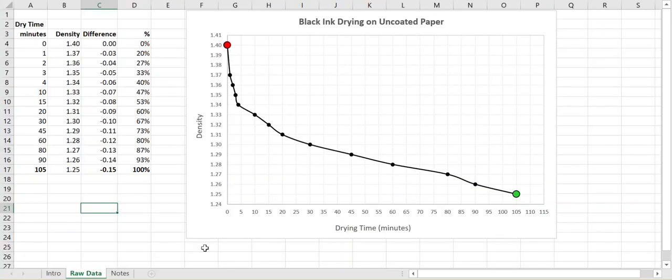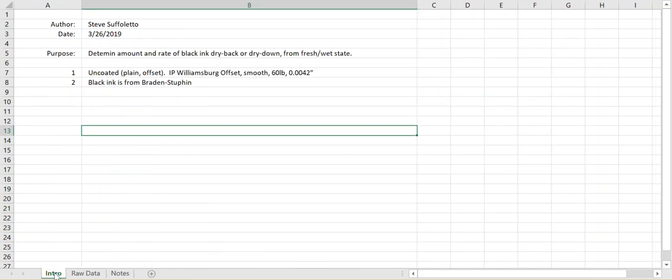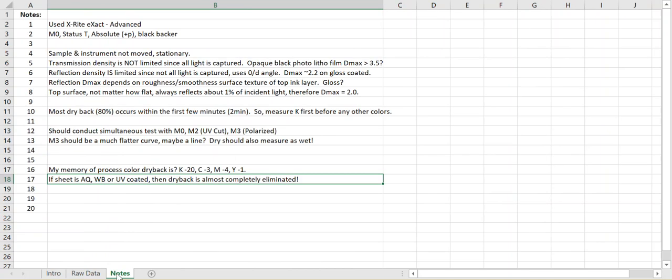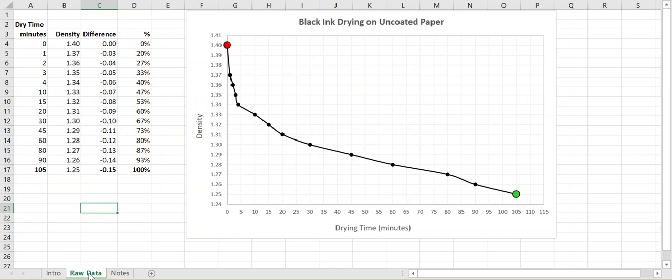Okay, this is a different Microsoft Excel spreadsheet. Again, I always try to give you an introduction sheet, a miscellaneous notes sheet, and if you want to read these at your leisure, you can just pause the video to give you more time to look at them, and then I go to the raw data. What this graph is telling me is I measured the density after several minutes.